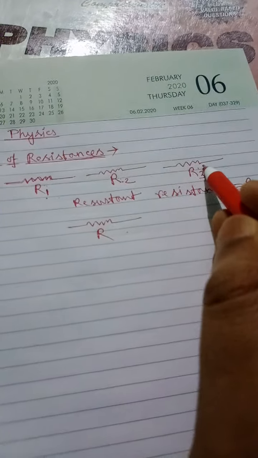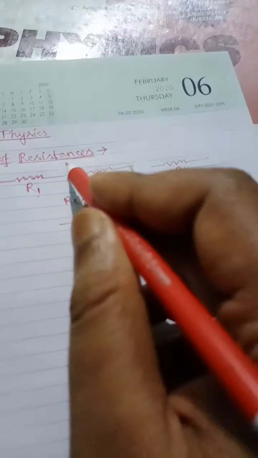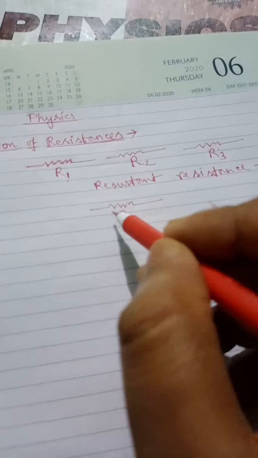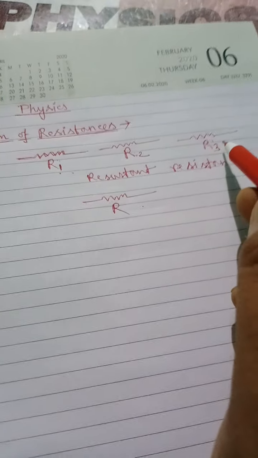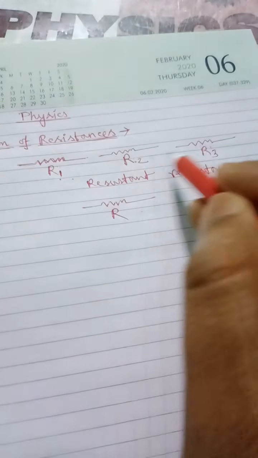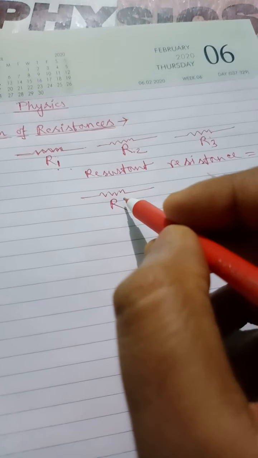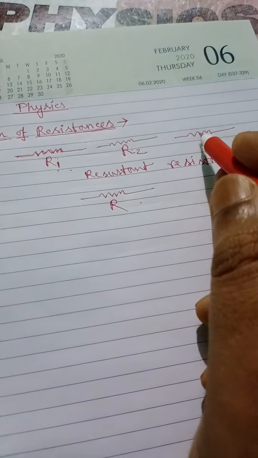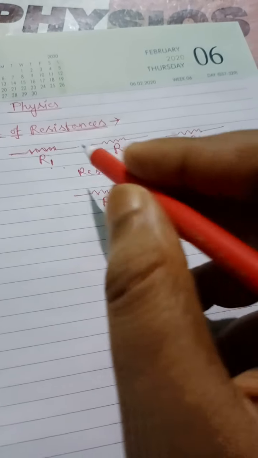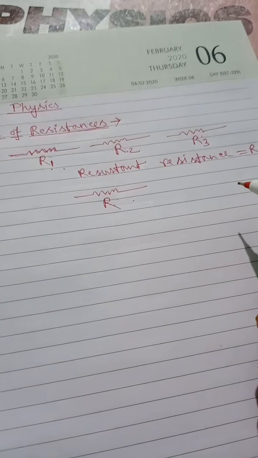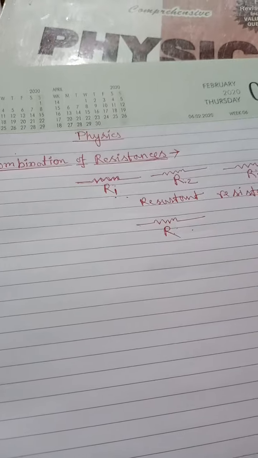So in a particular circuit, when R1, R2, R3 are used, the working of the three resistors and the working of the single resistor are both the same. If R1, R2, R3 are connected in a circuit, and in the same circuit the three resistances are replaced by the single resistance, then the working is also the same as these three in combination. So this is the combination of resistances.